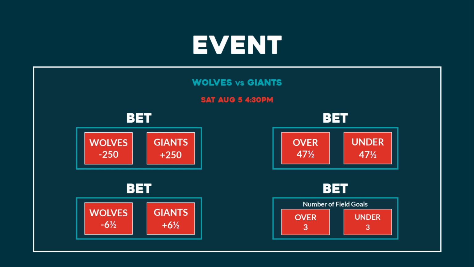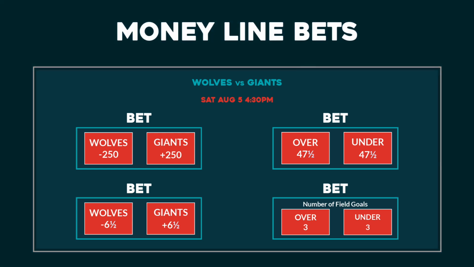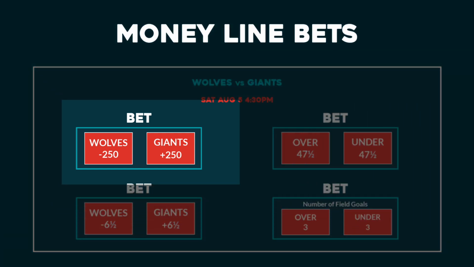Each bet falls into one of three categories. Moneyline bets are bets tied directly to the outcome of the event without any adjustment to the number of points scored. Each outcome of a moneyline bet has its own odds based on the likelihood of that outcome being the winner.